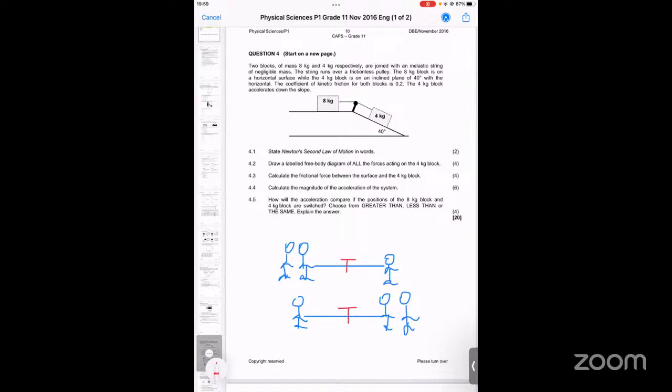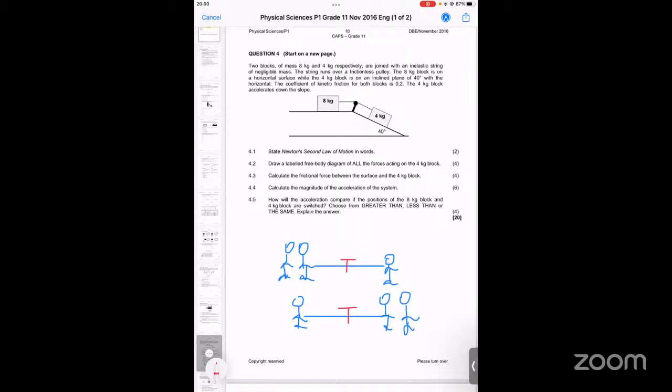So the tension is not necessarily about a bigger mass pulling a smaller mass or the smaller mass pulling the bigger mass. At the end of the day, the pain felt by the string will remain the same unless you change the mass. Makes sense? Yes, sir.